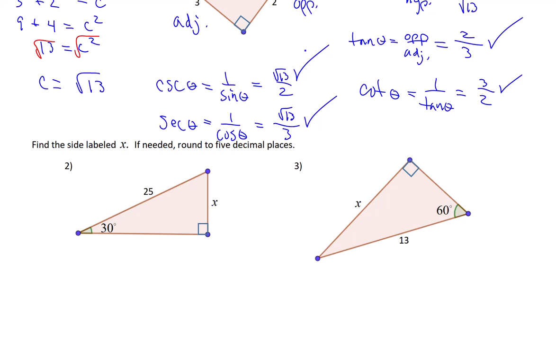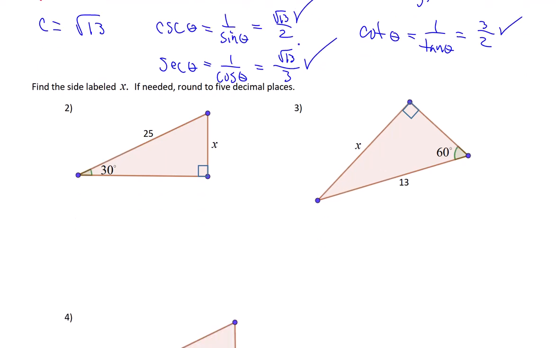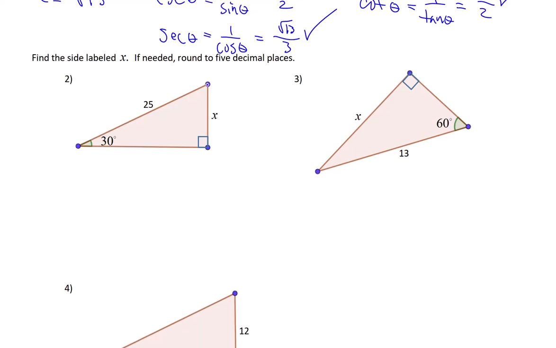Okay, let's try a couple more examples, but these are set up a little bit differently. So the next says, find the side labeled x, if needed, round to 5 decimal places. Okay, and then we have a triangular diagram given in the following way. It's a right triangle, so it's got a right angle labeled. It has a 30-degree angle labeled in one of the other angles. And then across from the right angle, which of course is the hypotenuse, that's labeled as 25. And then across from the 30-degree angle, you see the variable x.